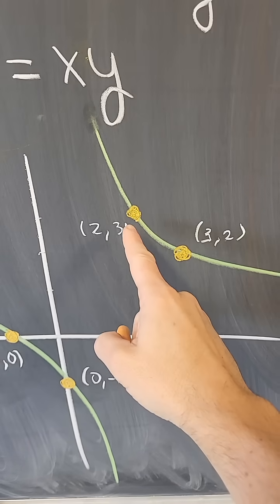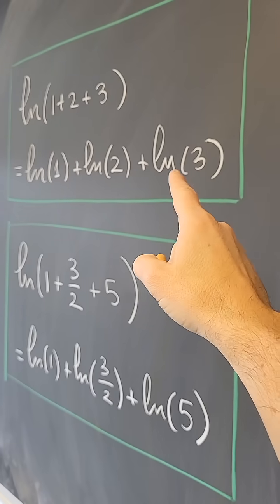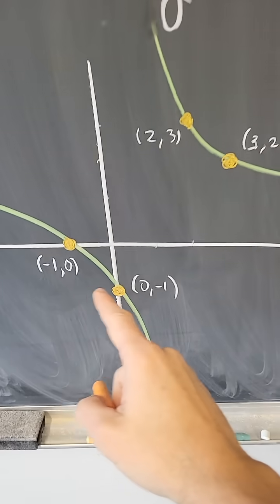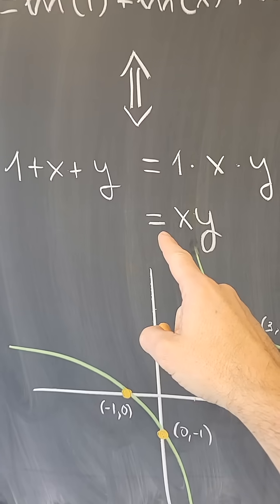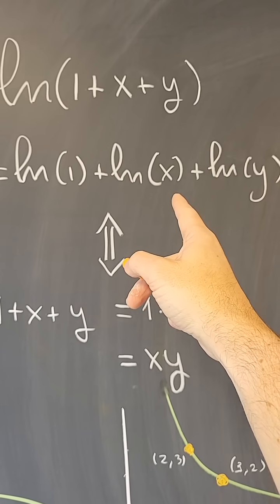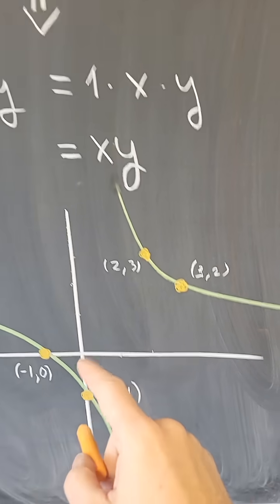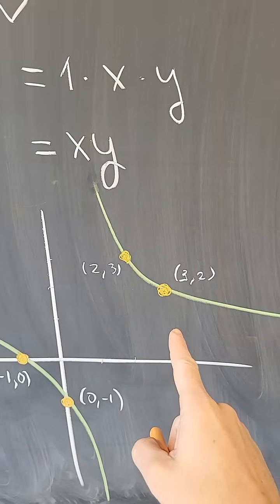This hyperbola goes through (2, 3) and (3, 2). Those points correspond to that solution. And it also goes through (-1, 0) and (0, -1), but those solutions would correspond to values of x or y that are negative, and I couldn't take logarithms, so those do not work. What I'm looking for are more points on this part of the hyperbola.